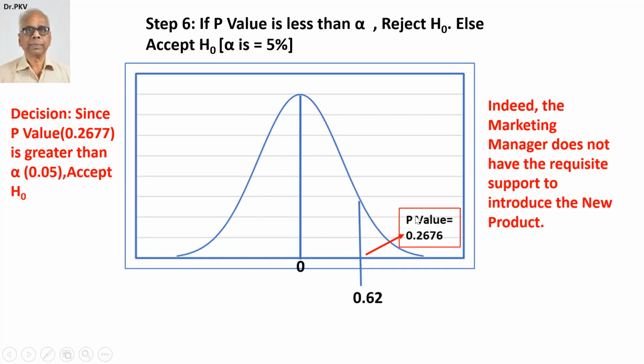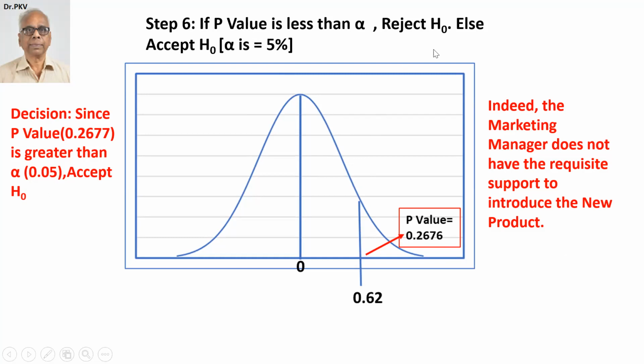level. The actual risk is 26.76%. The desired risk is just 5%. Therefore, do not jump the gun and be adventurous. If you still want to introduce the new product, you must recognize the fact that your actual risk, or the probability of committing type 1 error, is 0.2676. And therefore, the final conclusion is, if you specify the desired risk as 5%, please do not introduce the new product. You do not have the requisite support.